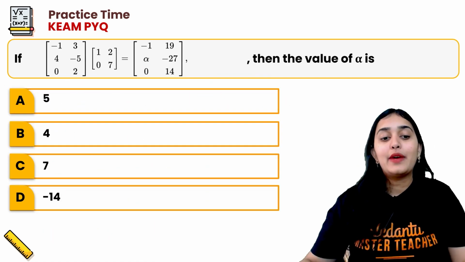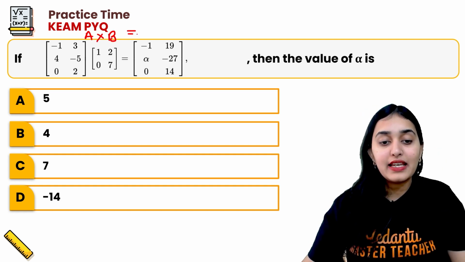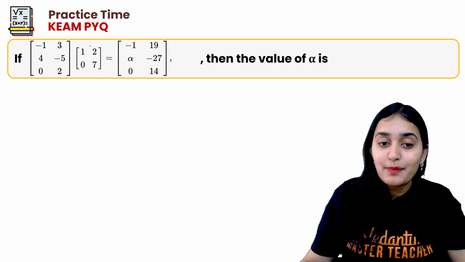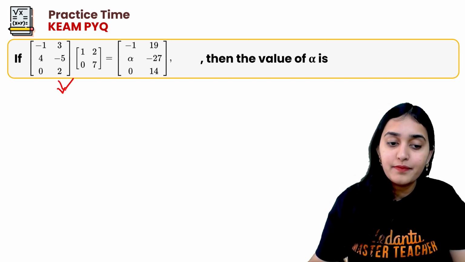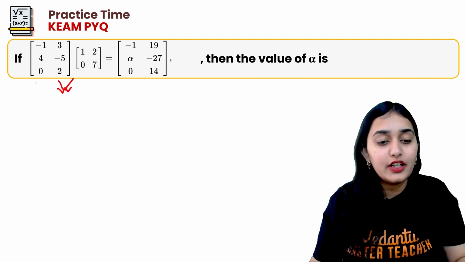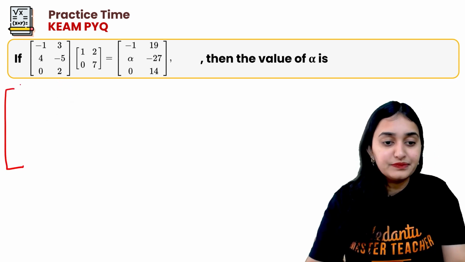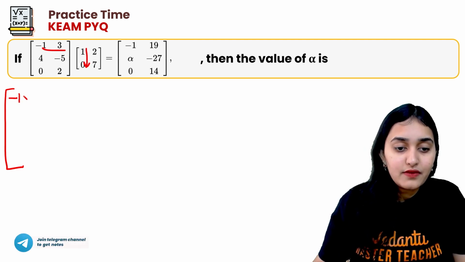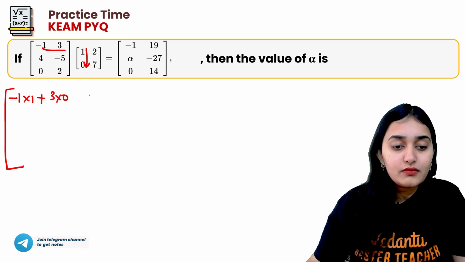Okay, next question. If this matrix multiplied with this matrix is this matrix, find the value of alpha. First you have to do multiplication, then you have to do equality. So first let us multiply them. I will do direct multiplication because I have already taught you how to multiply. So what we do here is row 1 into column 1. Minus 1 into 1 plus 3 into 0. Then you have minus 1 into 2 plus 3 into 7.